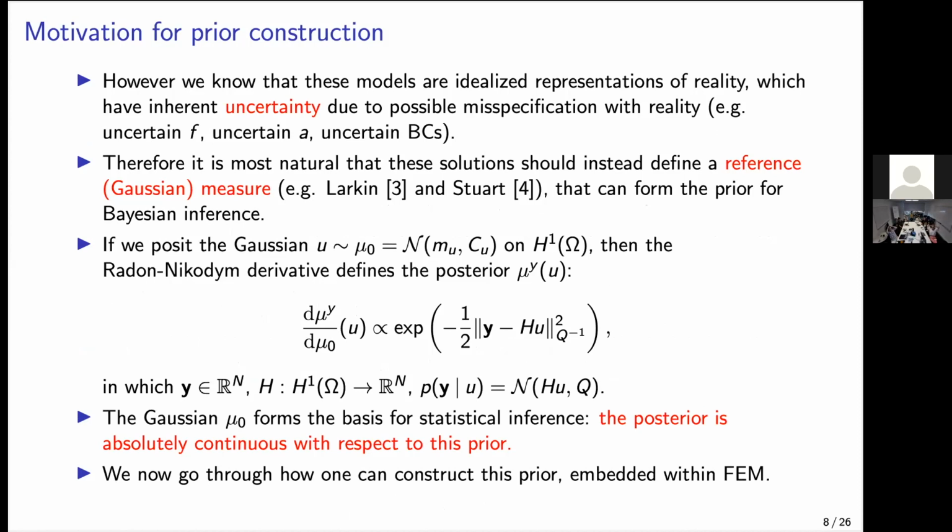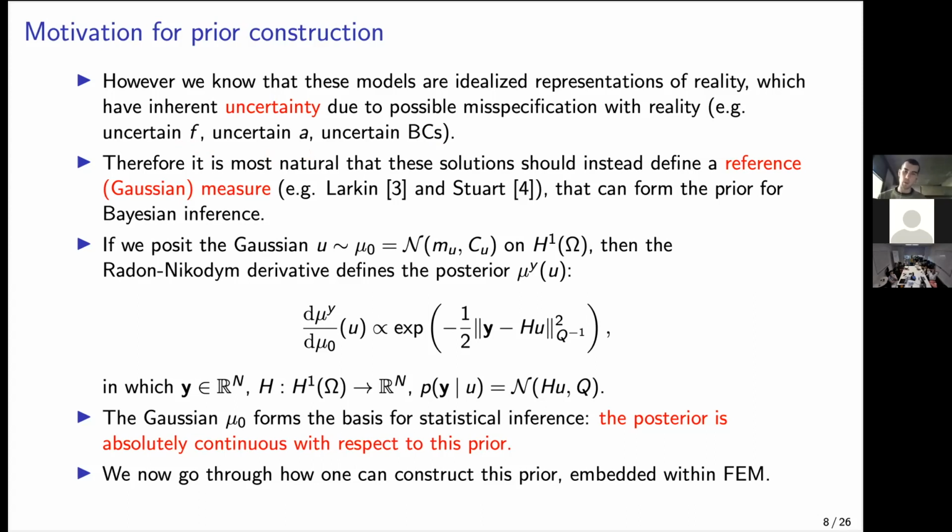And the motivation of that is that there is inherent uncertainty in these physical models, because when you solve them and compare them to observed data, there's always a little bit of mismatch or misspecification, which is what I'm going to sort of banter on about over and over again. And this misspecification may be because we have an uncertain forcing function, an uncertain diffusivity constant A, uncertain boundary conditions, and even in the case of time-dependent problems, you may have an uncertain initial condition.